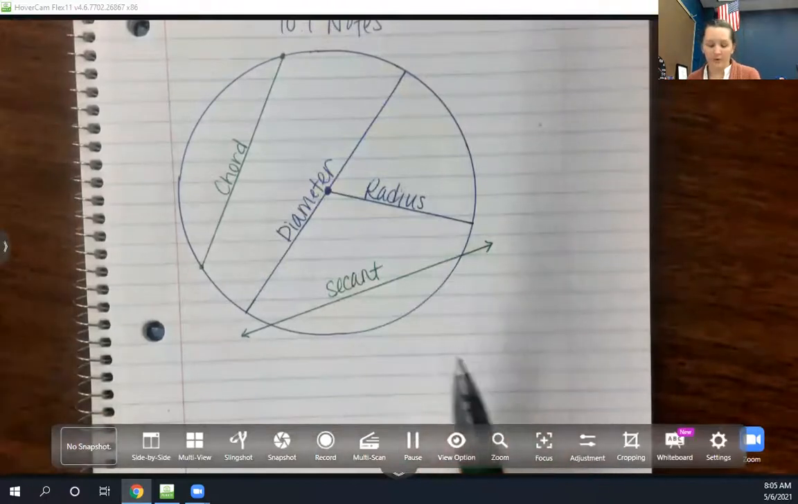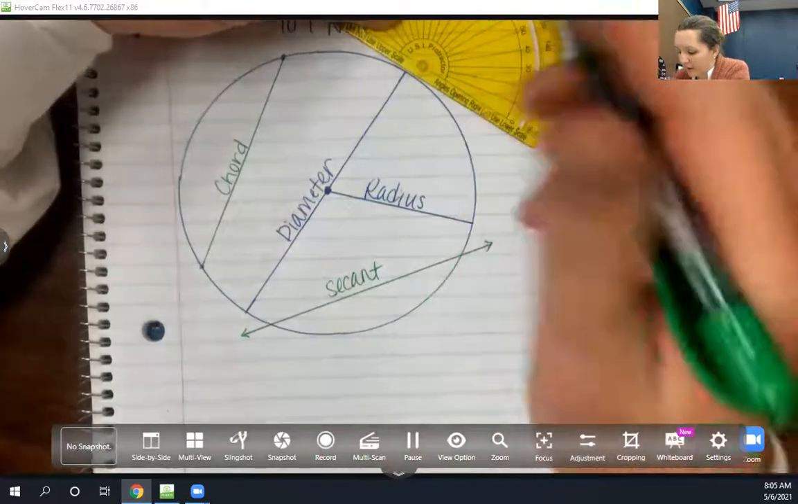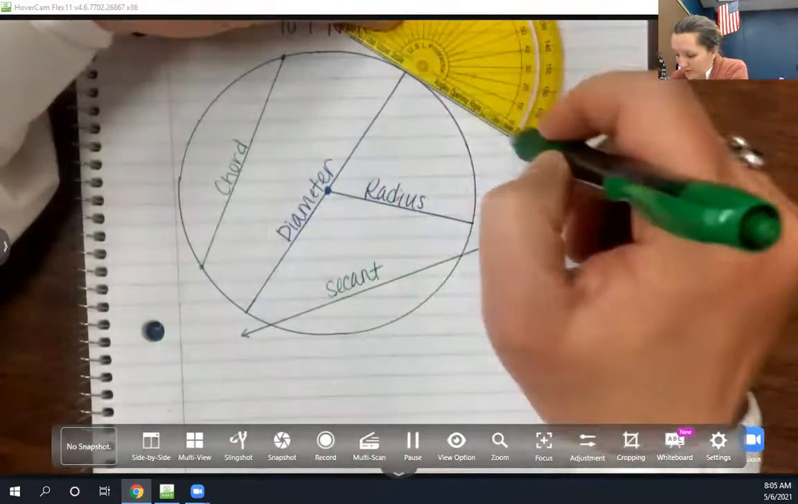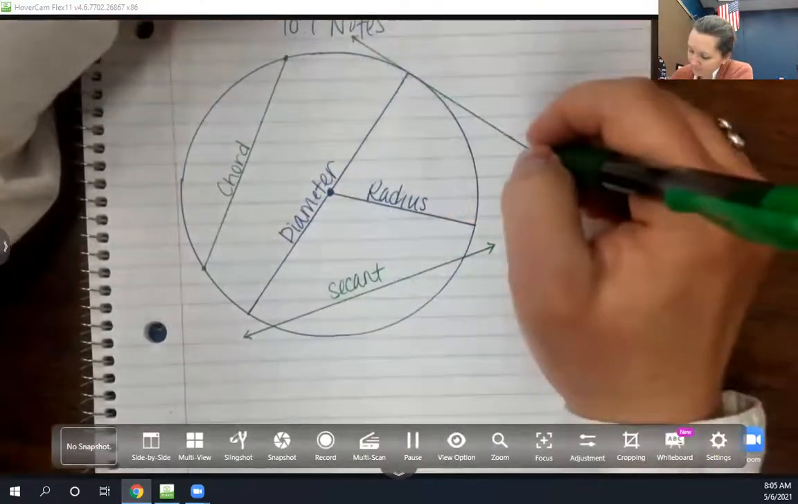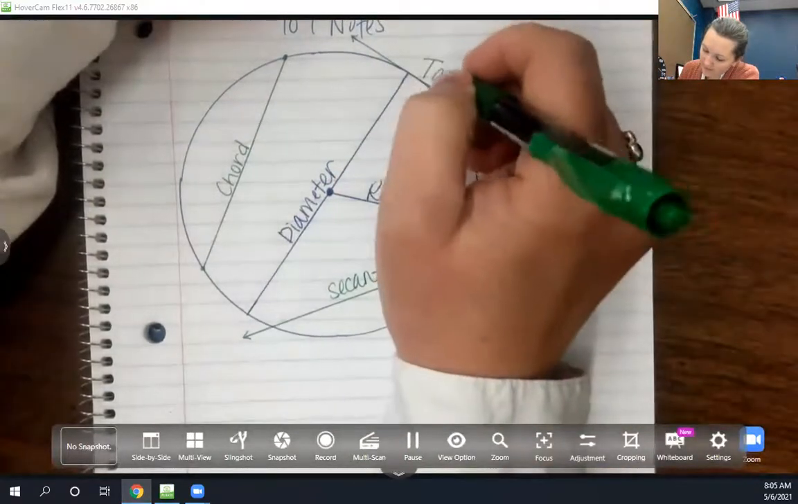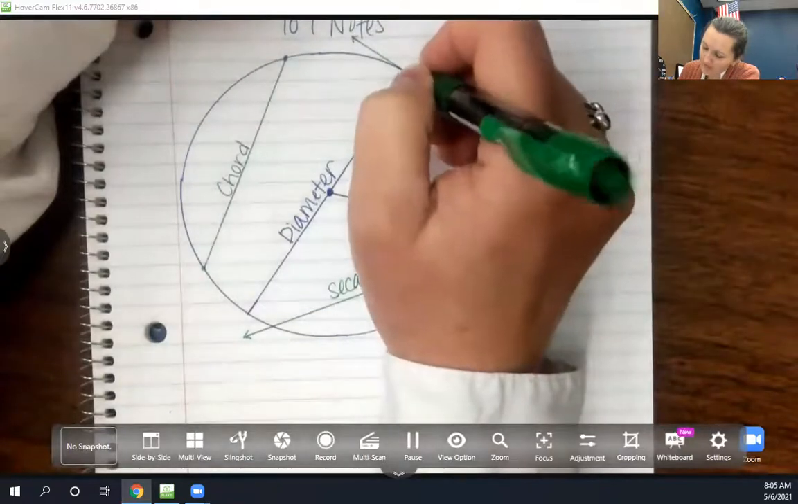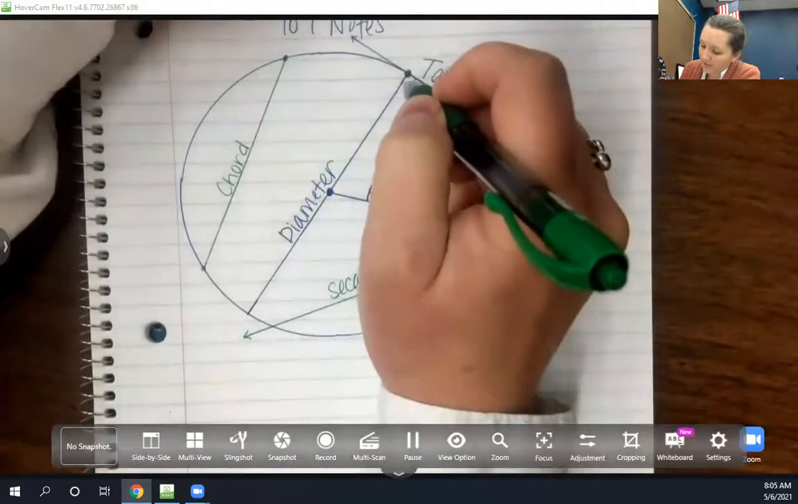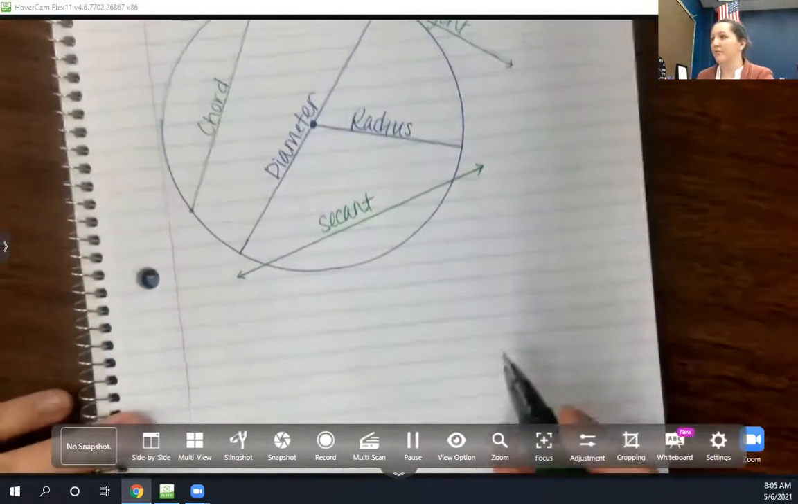And we have one more here. I'm going to try to draw it really nicely. And it's called a tangent. This is called a tangent. A tangent only touches the circle at one point, and it creates a right angle with the radius. So let's define these things.